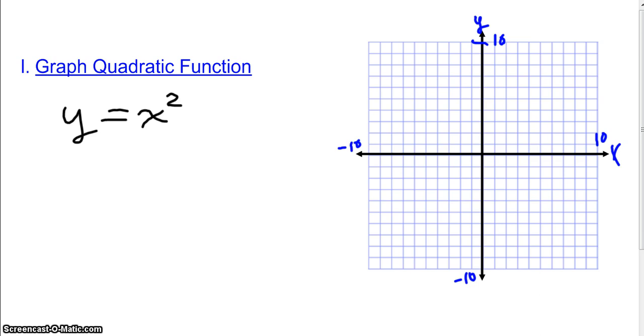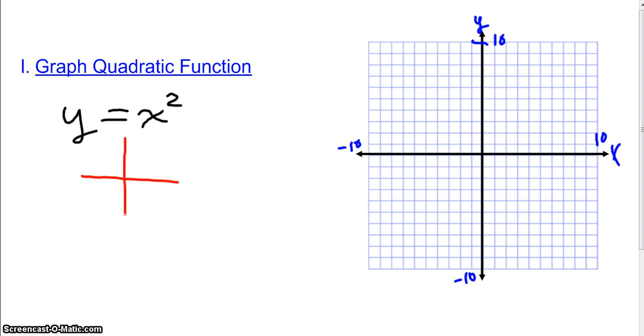Make a table. How many points did we recommend? Show me with your hands. How many points did we recommend in a table? I see 3s, I see mostly 5s, and that's right, 5s. 5 points. And so that gives us a nice variety to look at when we gather our ordered pairs, right?